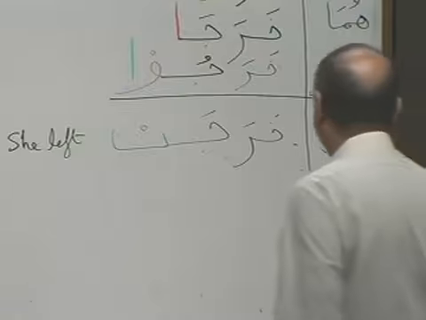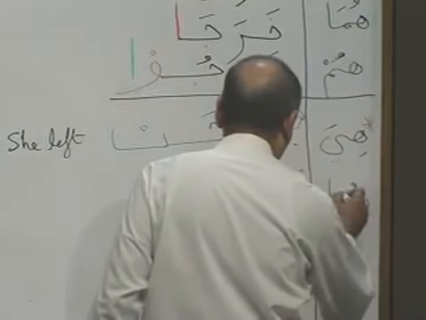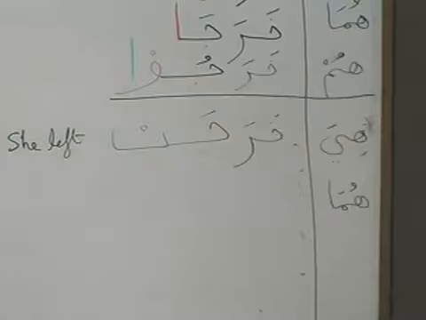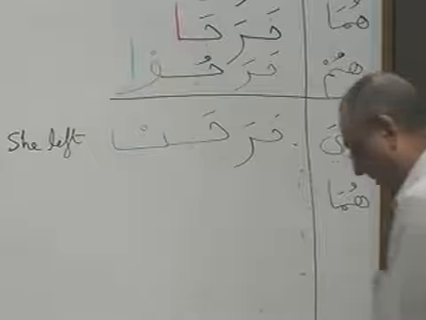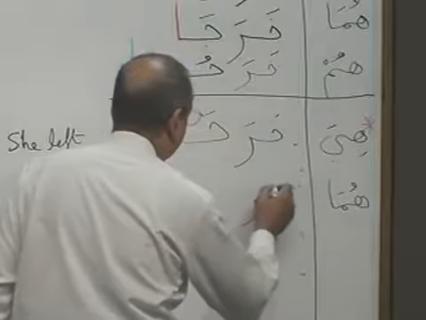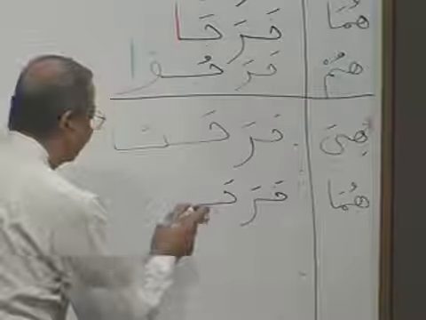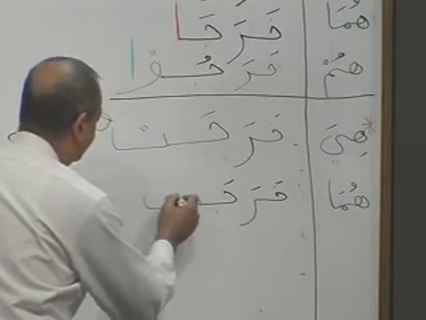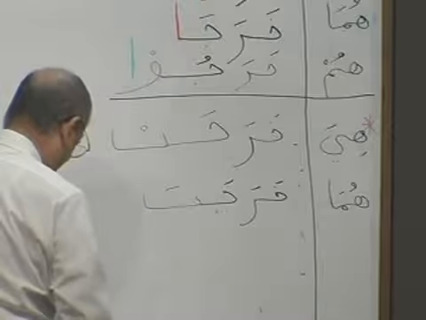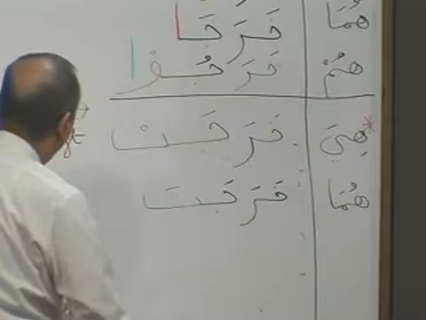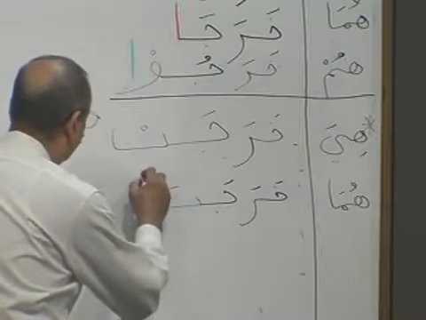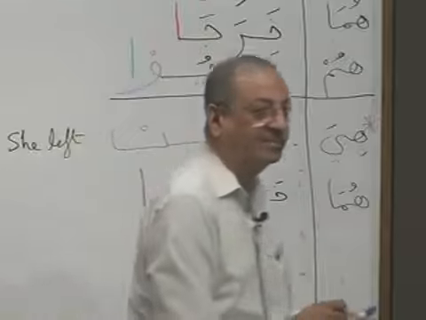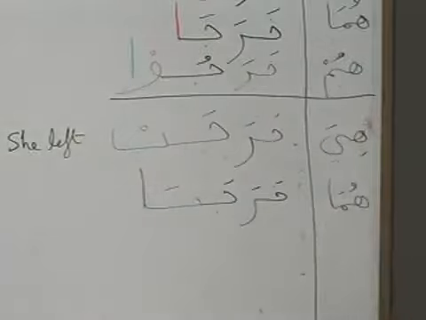Huma. Okay. Huma. Fine. Look at what I'm doing here, brother. Kharaja. Then I'll put ta. Ta Ta'nis. And then I will put alif. Are you with me, brothers and sisters? I'll put alif.